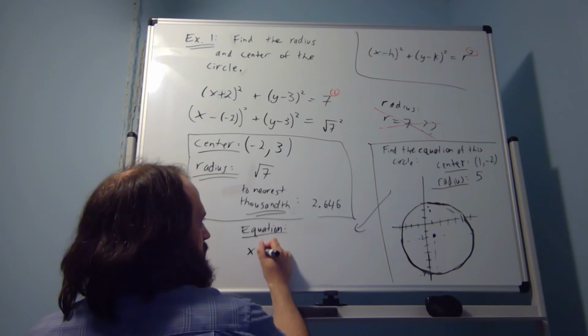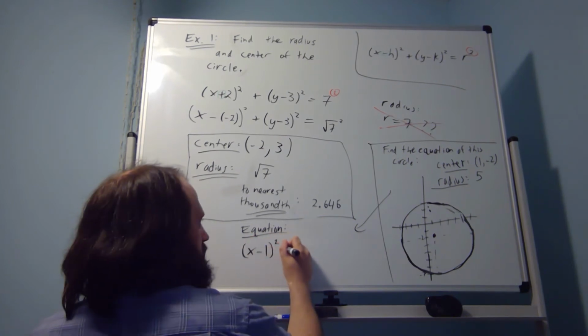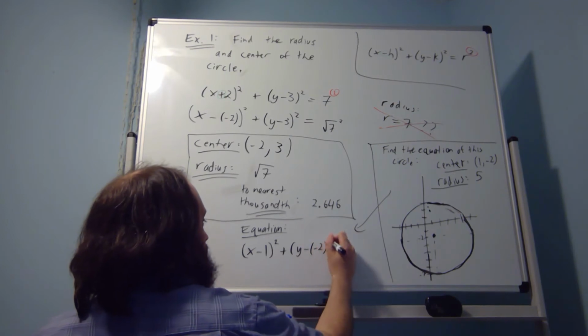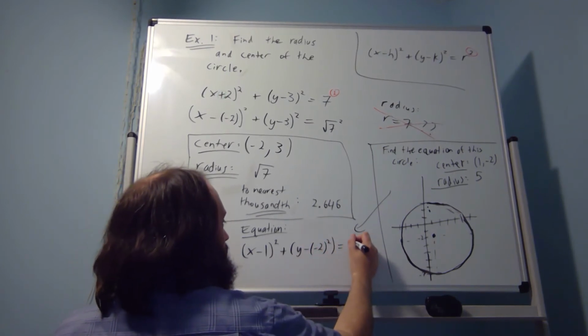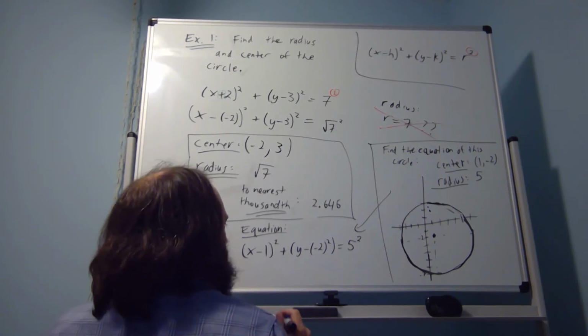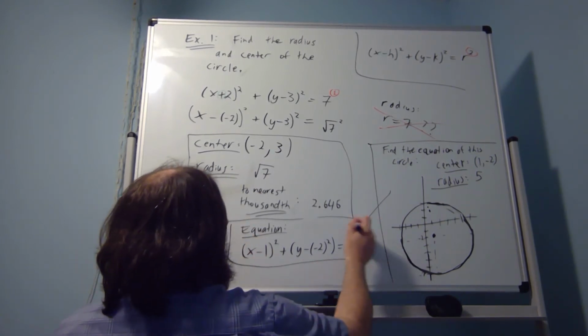Equation (x - 1) squared, and then plus (y minus -2) squared, is equal to radius squared. So for homework, I would accept that as a final answer.